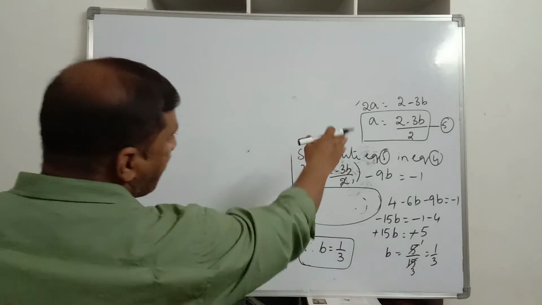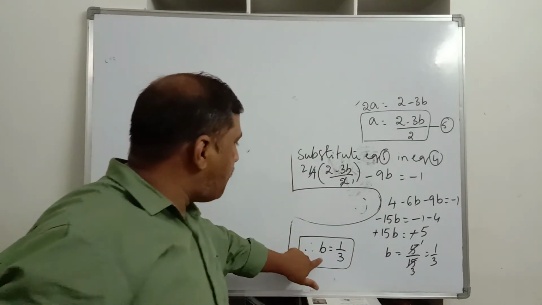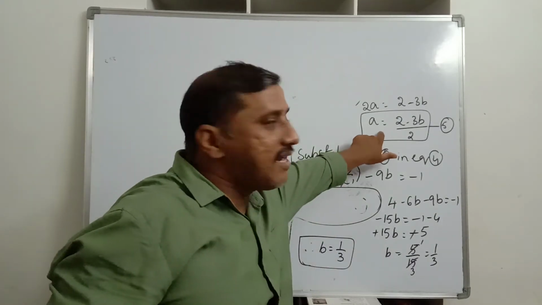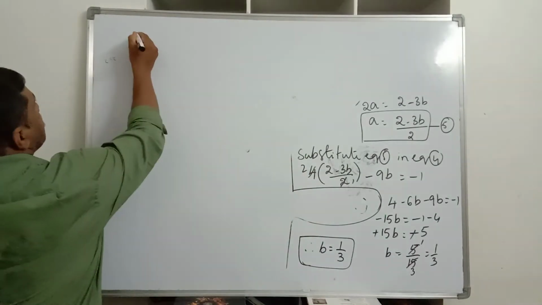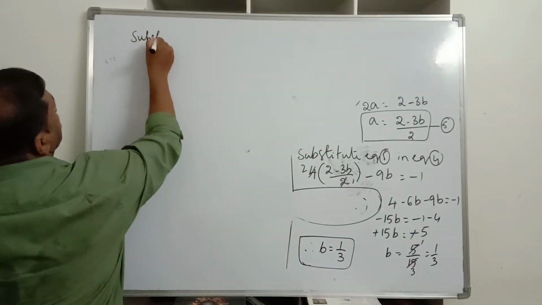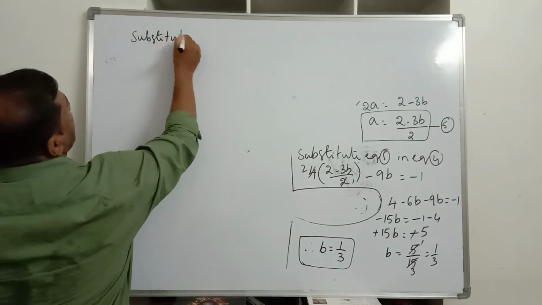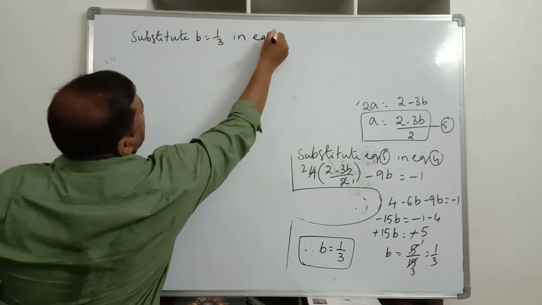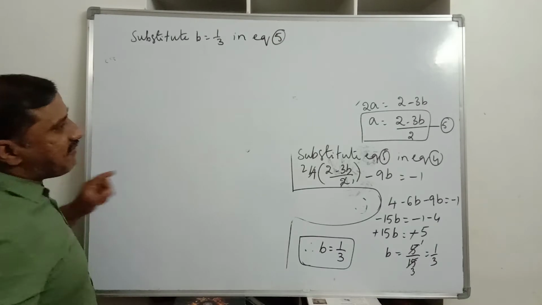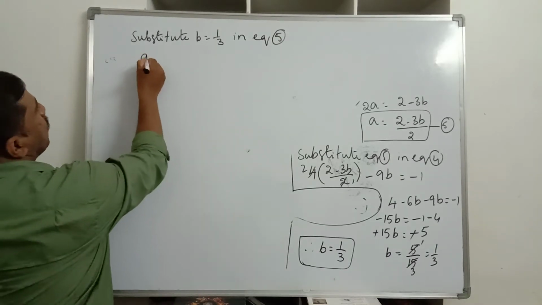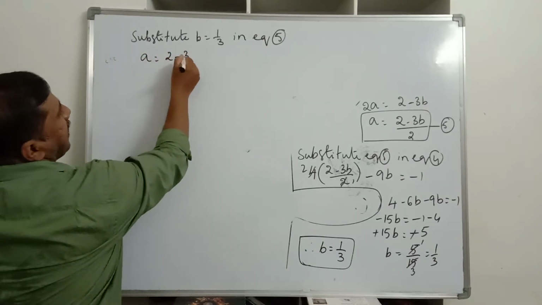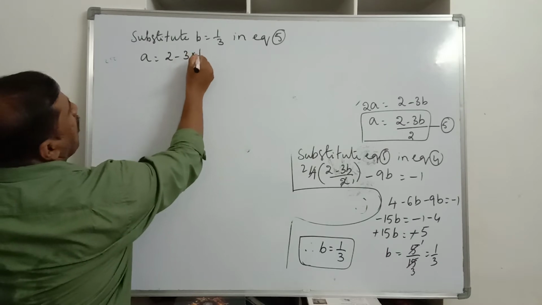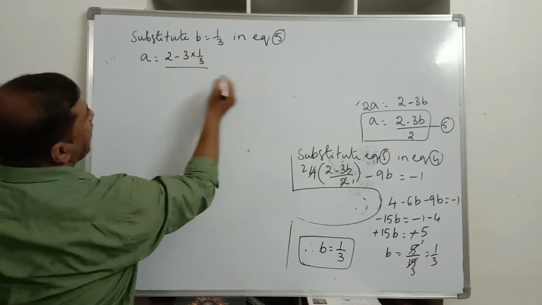Now, to find the a value, what to do? Substitute b is equal to 1 by 3 in equation 5. What is equation 5? It is a is equal to 2 minus 3b, with b is equal to 1 by 3, whole divided by 2.